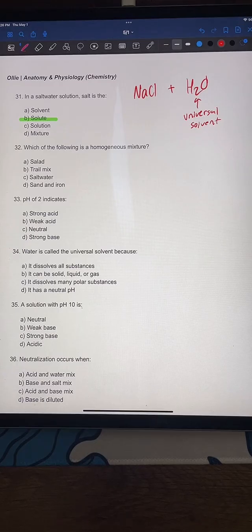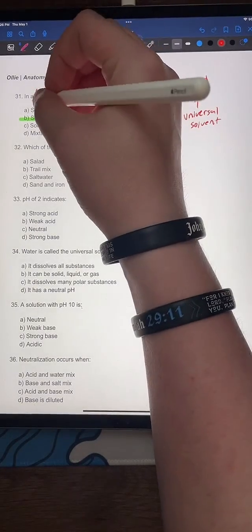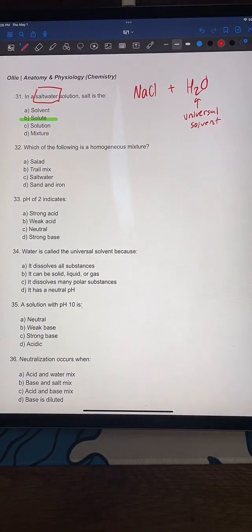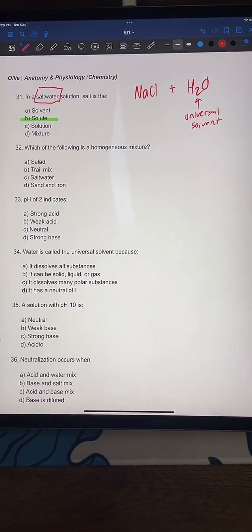Solution would be the overall mixture. So the solution is the overall mixture of the salt and the water. Mixture is just too vague. Solution would be more specific, but again, that is the overall.